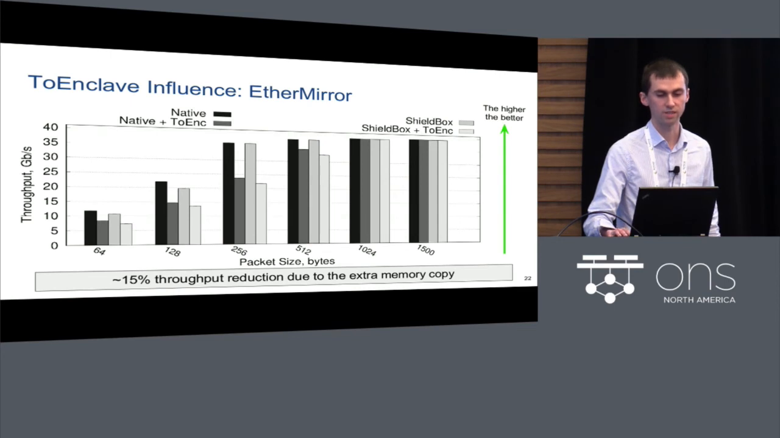And in this case, you can see that this additional memory copy that we do causes a big performance overhead for both the native version, that is native Click, and for ShieldBox. But still, with larger packet sizes, we can achieve line rate. And with smaller packet sizes, there is a performance penalty of around 15% that just needs to be taken, because otherwise we will not have the necessary security guarantees.